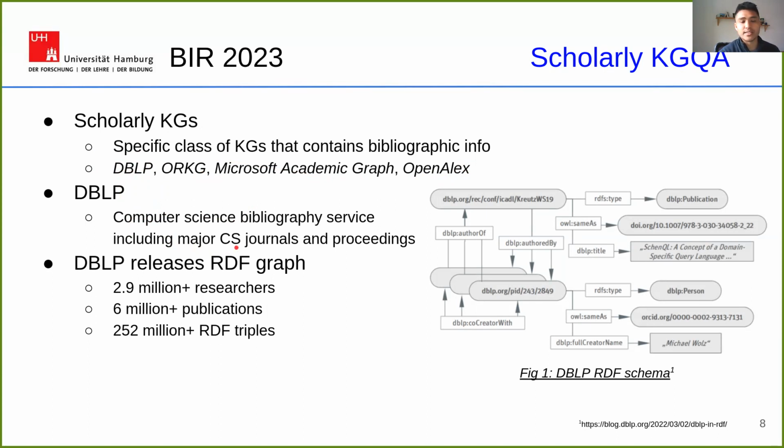DBLP is present in an XML format, and it forms a publication-person entity graph as shown in the figure here. Recently, DBLP released the RDF graph, which consists of about 3 million researchers, 6 million publications, and more than 250 million RDF triples. And as a result, we ended up using DBLP to develop our KGQA dataset.